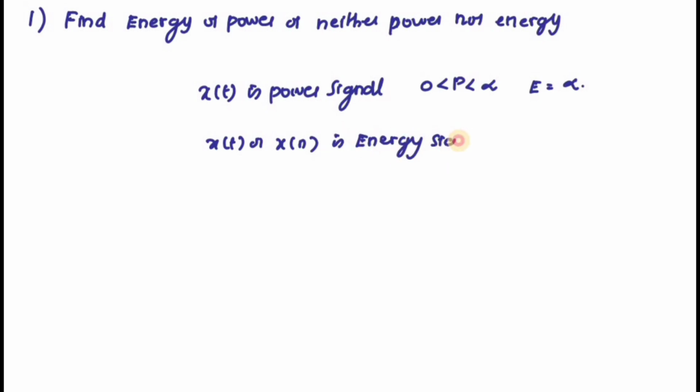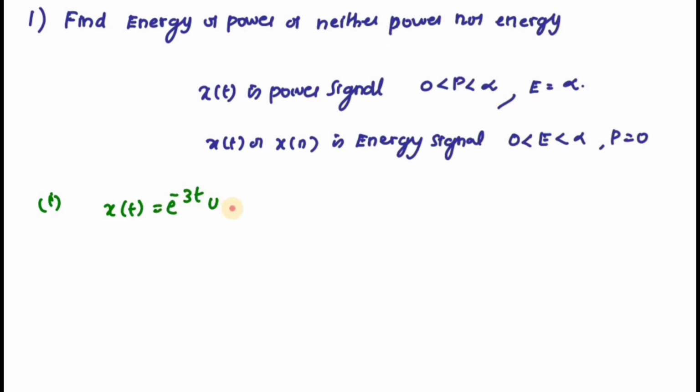the energy E should be greater than 0 and less than infinity, and the power must be equal to 0. So this is the condition. Okay, so first let us take the first question. x of t is equal to e power minus 3t u of t.